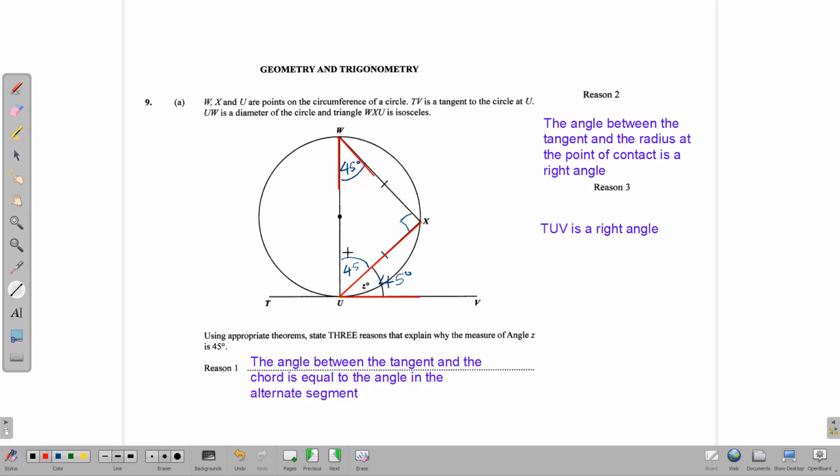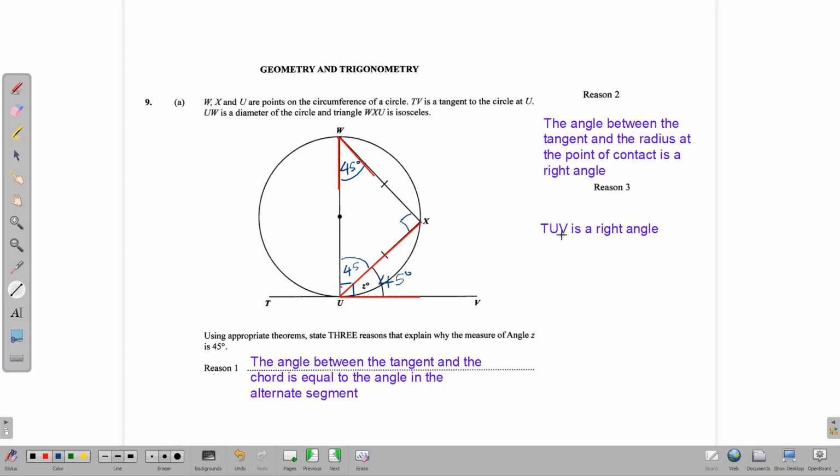Second, the tangent meets the radius at the point of contact and creates a right angle. So there's a right angle here as well. And if there's a right angle here, and this angle here is 45, then the other part of the angle has to be 45, because then we have 45 plus 45 to give a full 90 degrees. That is the second reason for Z being 45 degrees.